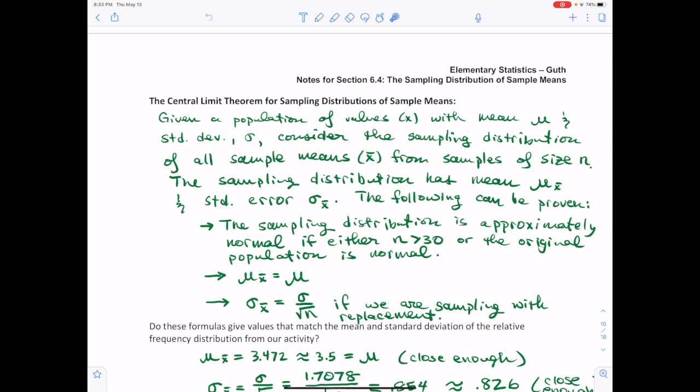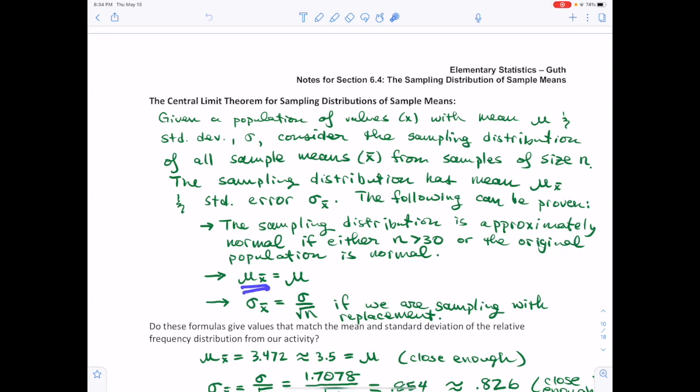The bottom line is we said that sample means from samples of size n are approximately normal in their distribution as long as your sample size is bigger than 30 or the population you're sampling from is normal. So there's 2 ways to pull that off.